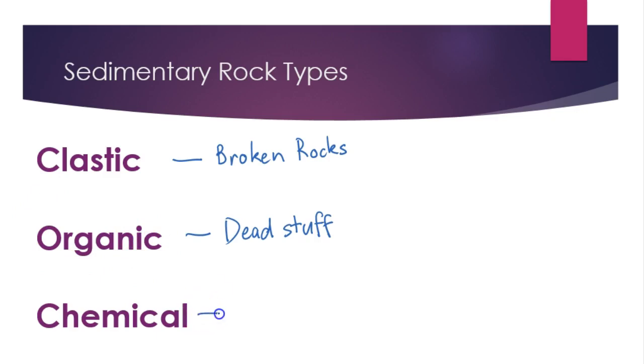Chemical sedimentary rocks are made out of dissolved material. So essentially this is minerals from previous rocks that have dissolved into water, and then as the water is evaporated, the chemicals from those minerals have deposited into sediments and formed a different type of rock called chemical sedimentary rock.